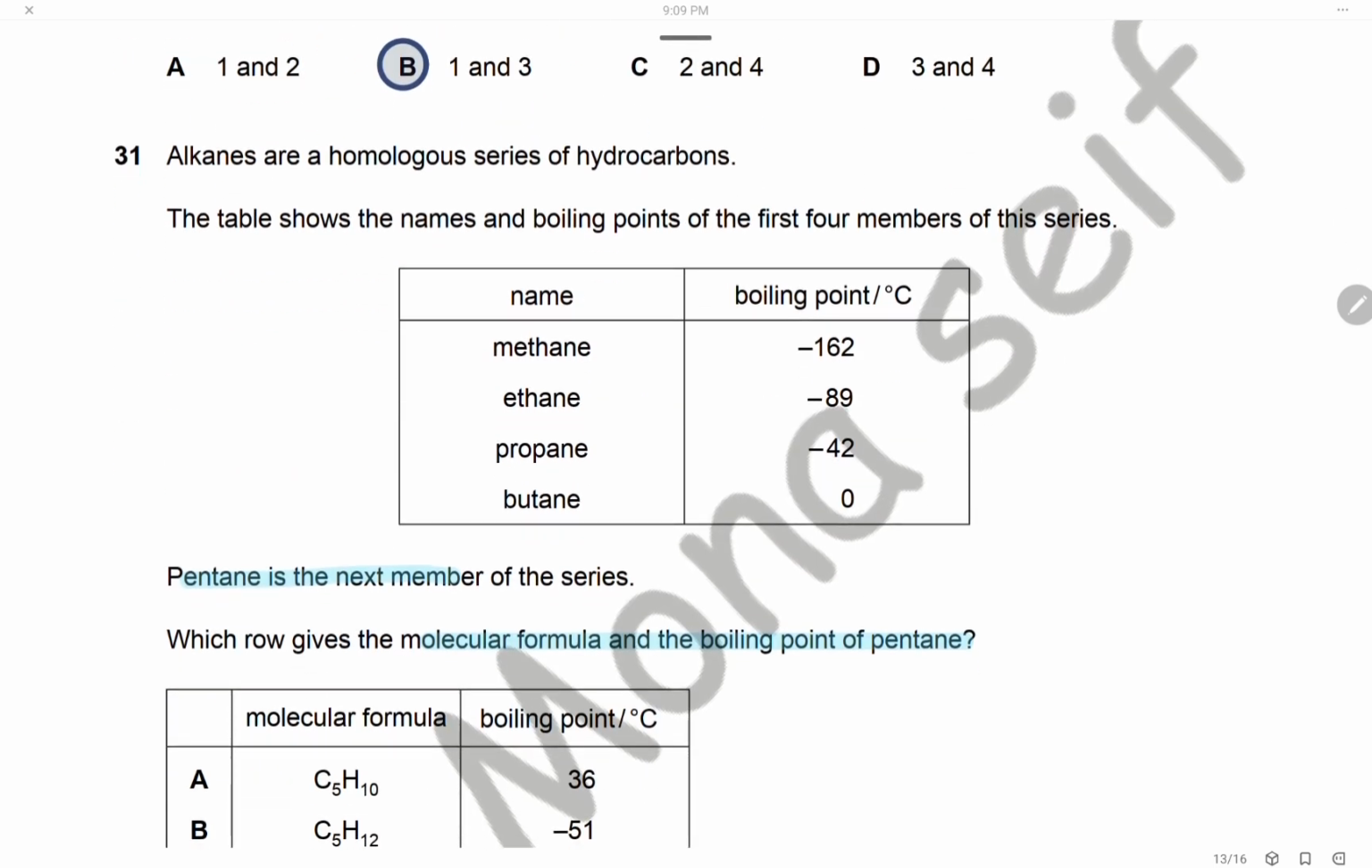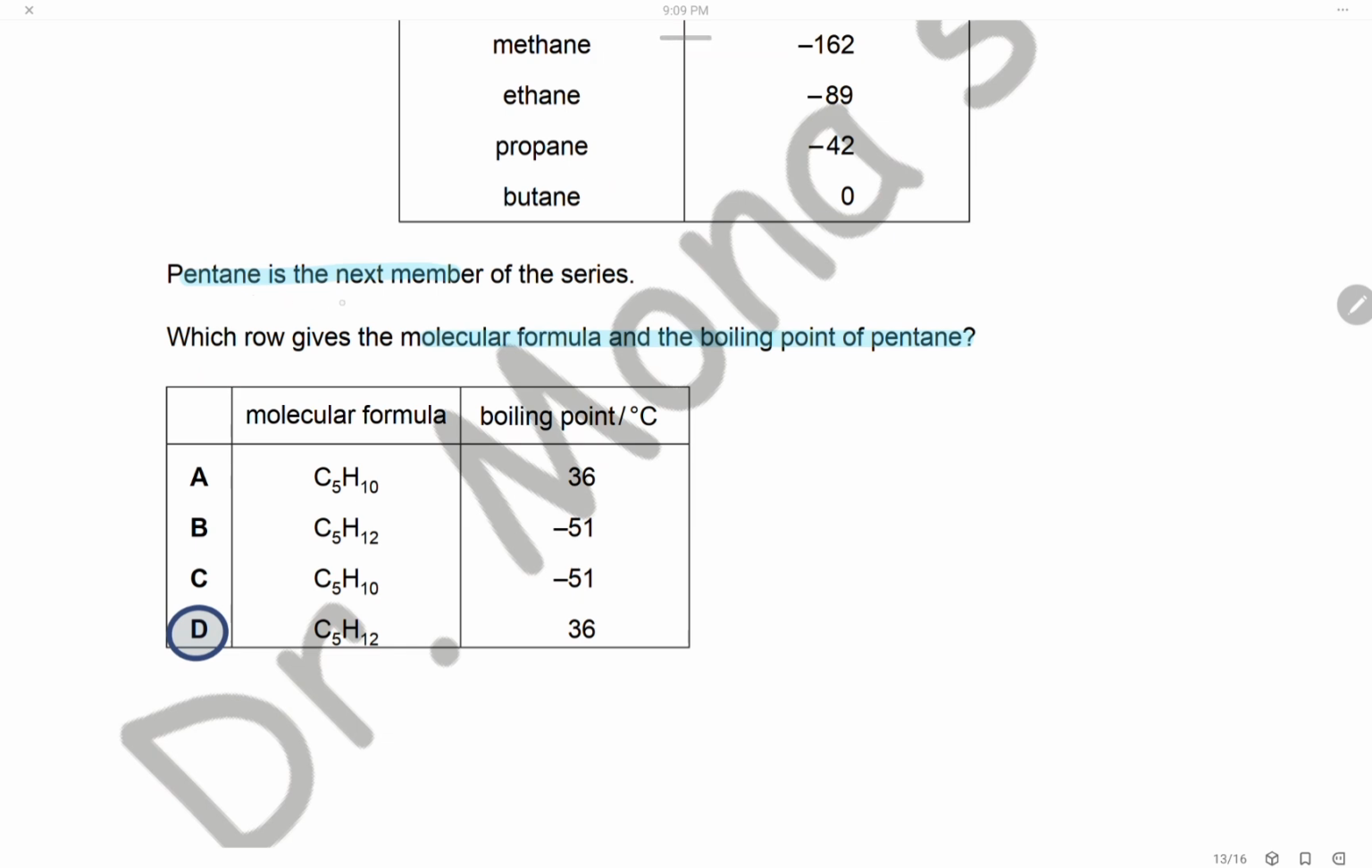Question 31. Alkanes are a homologous series of hydrocarbons. The table shows the names and the boiling points of the first 4 members of this series. Pentane is the next member of this series. Which row gives the molecular formula and the boiling point of pentane?